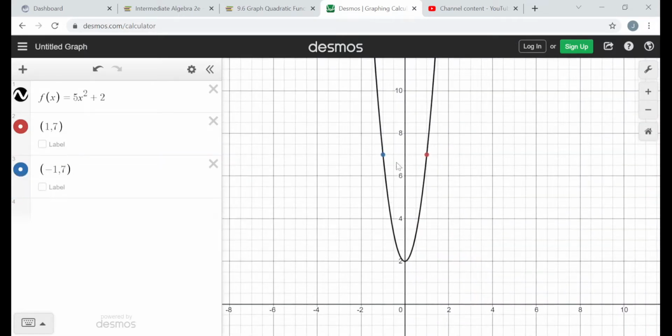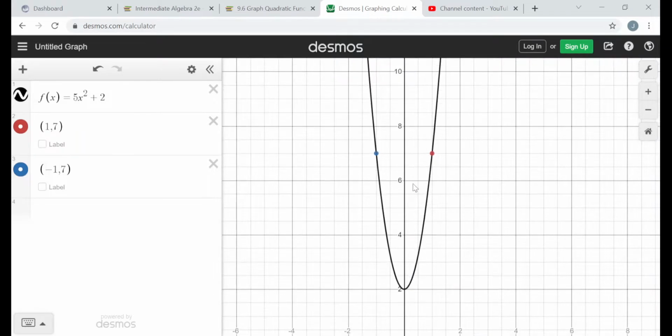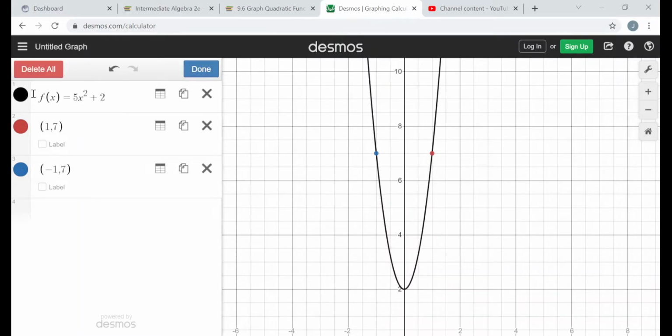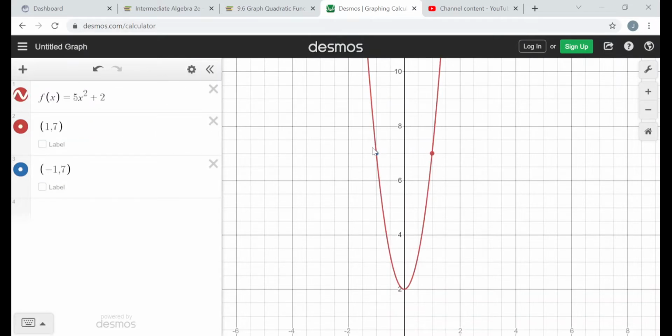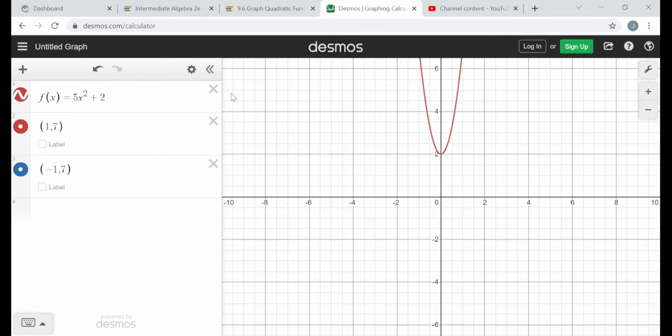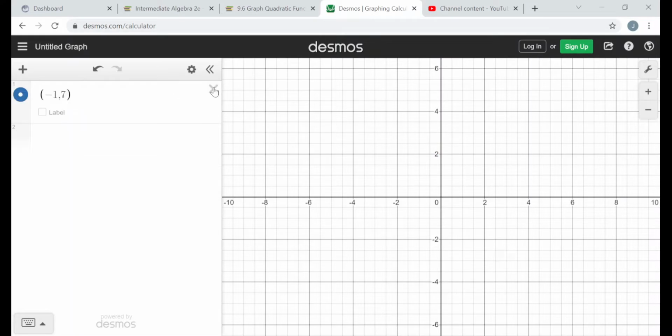And you see how they're symmetrical about the y-axis, right? This is 1 unit to the right of the y-axis. This one's 1 unit to the left. And the entire parabola is, maybe I should change the color here. Let's go red. But the entire parabola is symmetrical about the y-axis this time. Fantastic. All right, so our drawing looked good.